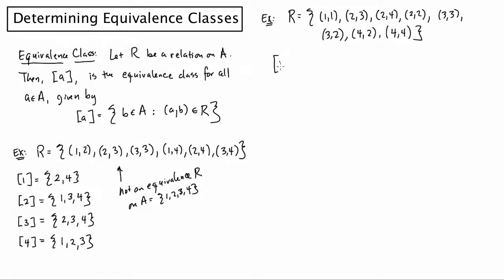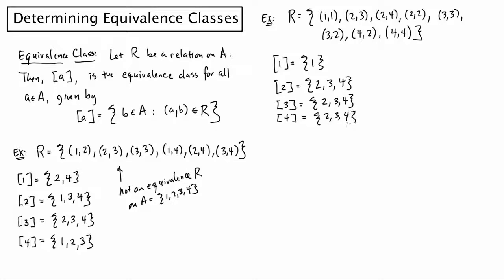So the equivalence class for 1 is the set {1} by itself. It's related only to itself. What is the equivalence class for 2? The equivalence class for 2 is related to itself, it's related to 3, and it's related to 4. What is the equivalence class for 3? The equivalence class for 3 is it's related to 2, itself, and 4. The equivalence class for 4 is it's related to 2, 3, and itself.